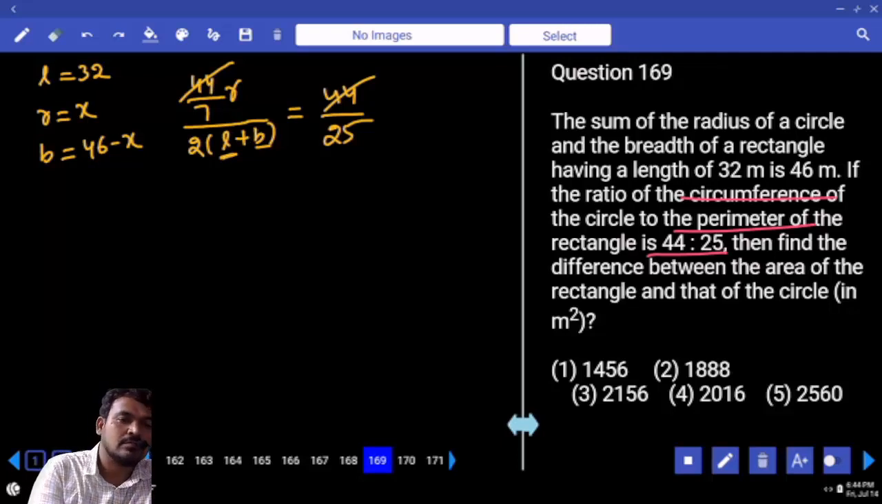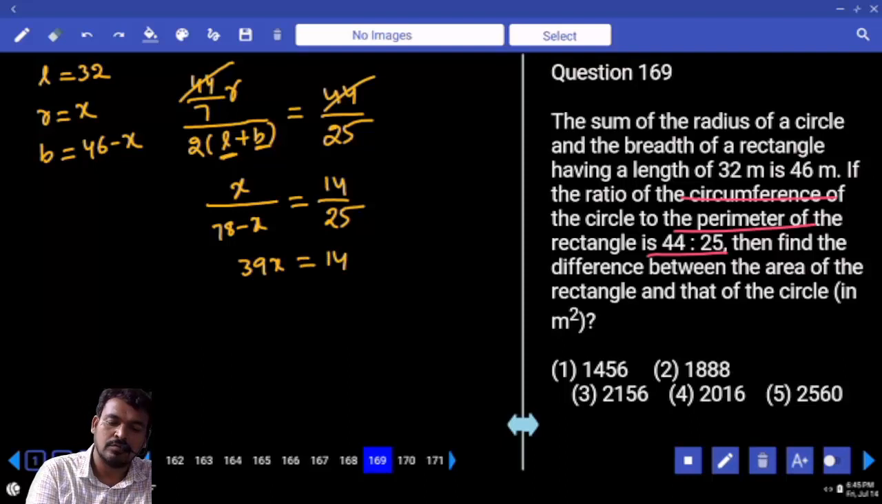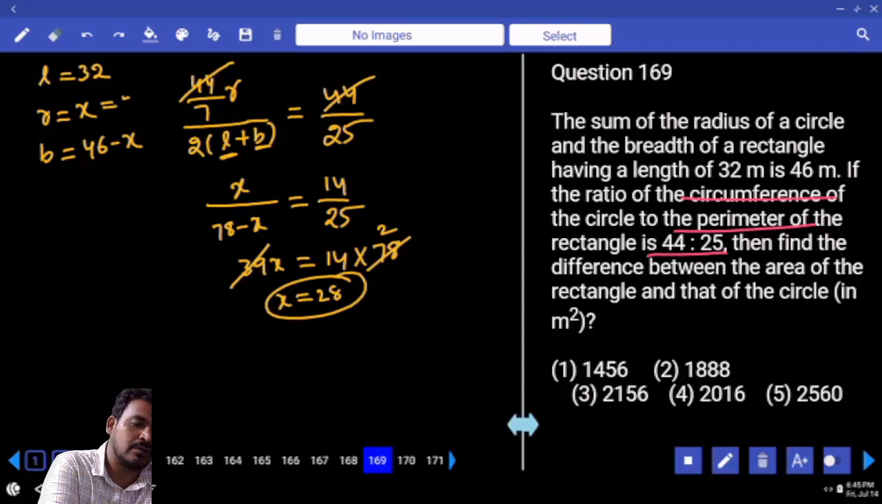What is the L value? 32. What is the B value? 46 minus x. Both added give 78 minus x, and the r value is x, so x by L plus B is x by 78 minus x. That is equal to 14 by which one? 25. Just cross multiply. One will be 25x, another one is 14x. Total it is 39x equal to 14 into 78. 39 goes 2 times. Then x equals how much? 28. If x value is 28, the radius value is 28.